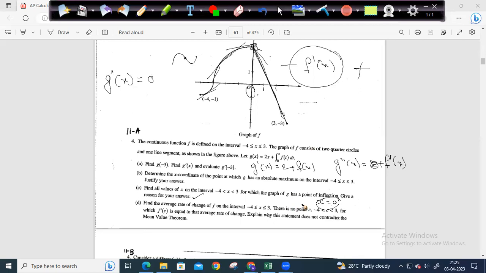Now, average rate, instantaneous rate. So this is mostly the intermediate value theorem and mean value theorem. Okay, we'll see this question.